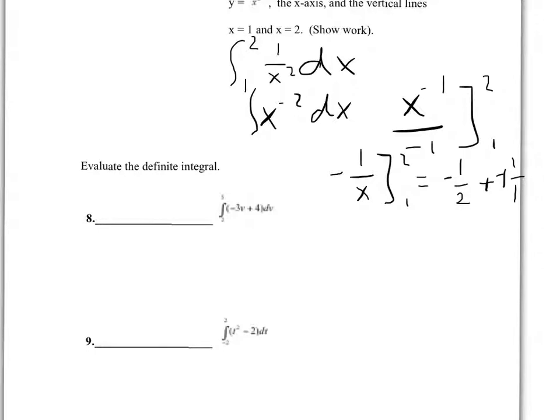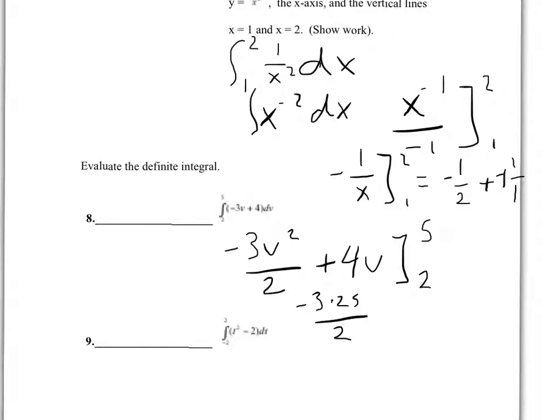Okay, kind of a simple power rule again. So we have -3v to the 2nd over 2 plus 4v. And we will go from 2 to 5. So if I plug in a 5, I will end up with -3 times 25 all over 2 plus 20 minus -3 times 4 all over 2 and plus 8. Okay, need to make sure I put that all in parentheses.